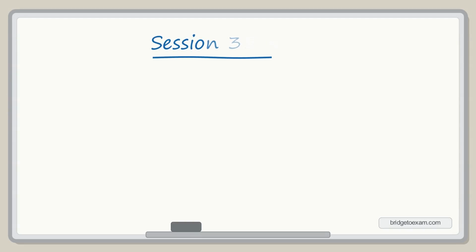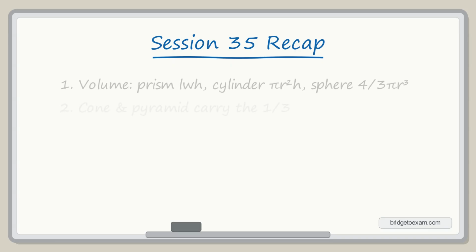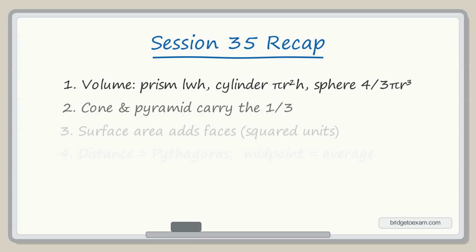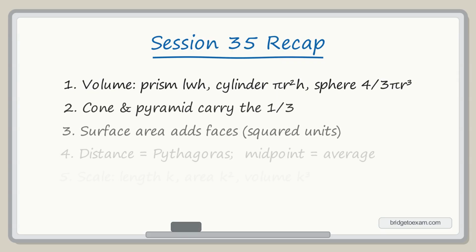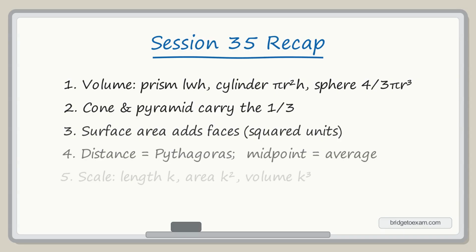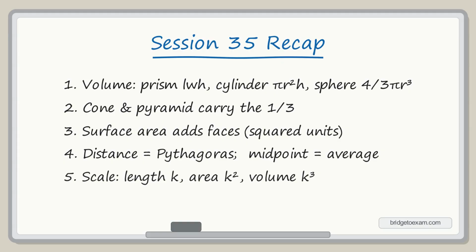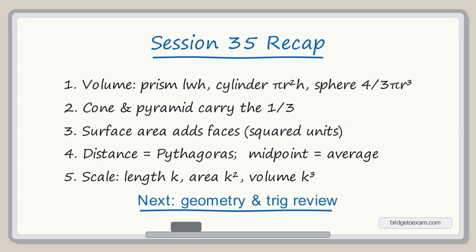Let's recap session 35. For volume, remember a prism is LWH, a cylinder is pi r squared h, and a sphere is 4/3 pi r cubed, while cones and pyramids carry a 1/3. Surface area adds up the faces in squared units. On the coordinate plane, distance is the Pythagorean theorem, and the midpoint is the average of the coordinates. And for similar figures, lengths scale by k, areas by k squared, and volumes by k cubed.